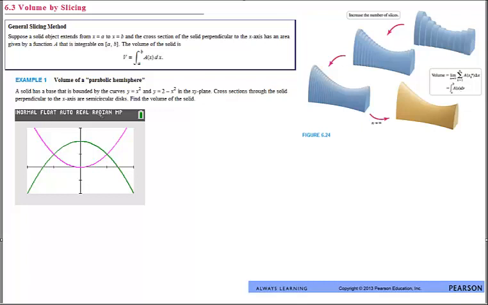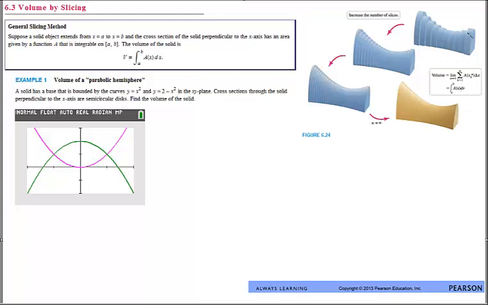Welcome students, we're covering section 6.3 today. We're going to find volumes of different solids. First up we're using the general slicing method. So let's see what it's talking about as far as theory goes.